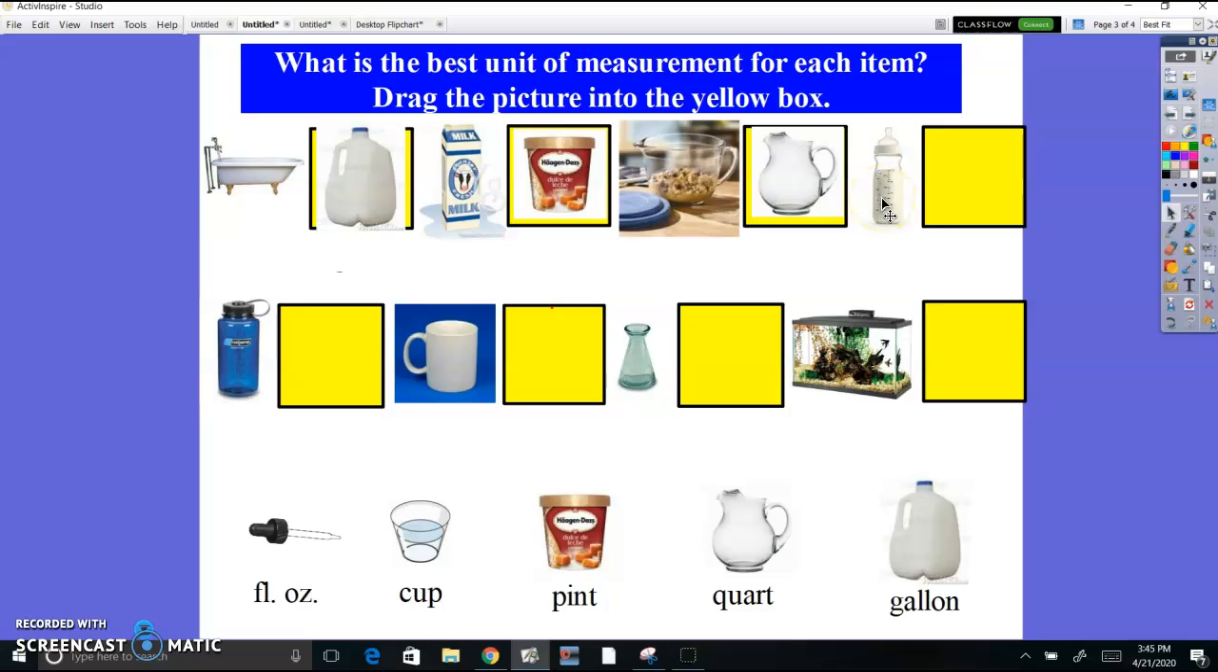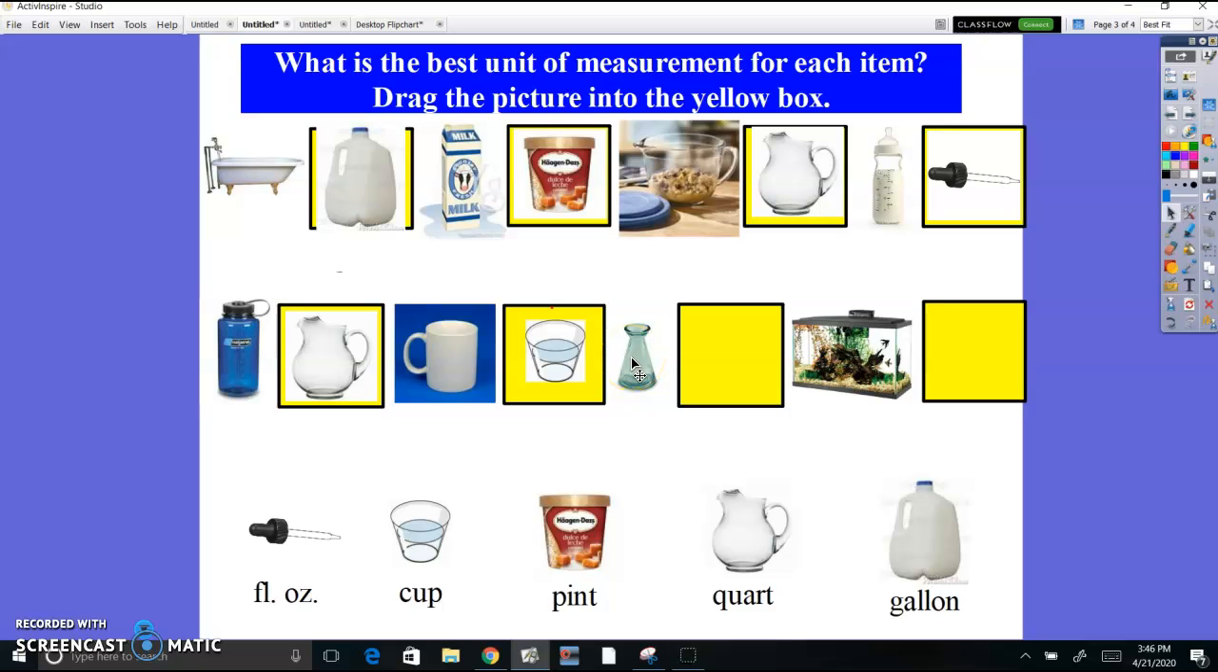A baby bottle. Do you think we'll measure it in fluid ounce, cup, pint, quart, or gallon? I think a baby cannot drink a whole gallon of milk. I think fluid ounces will be a better unit for this question. How about a big water bottle? This is pretty big. I think it's more than a cup, even more than 2 cups. So quarts probably will be a better measurement for a big water bottle. A cup or a mug? How about that? I think a cup is the answer.